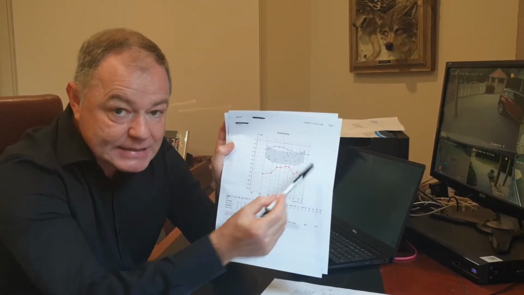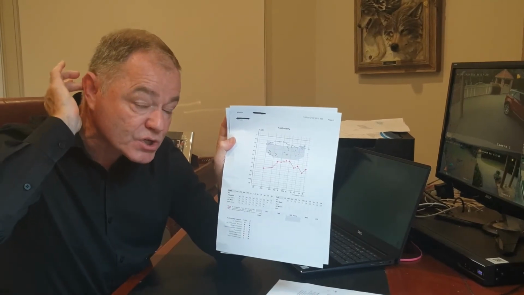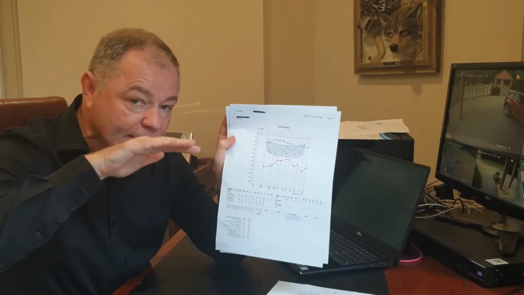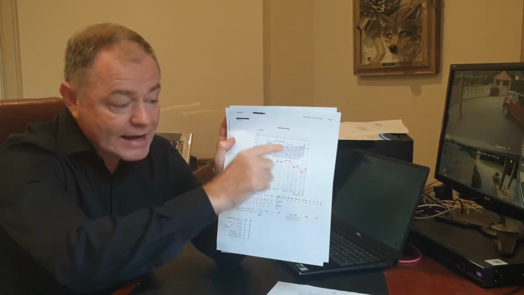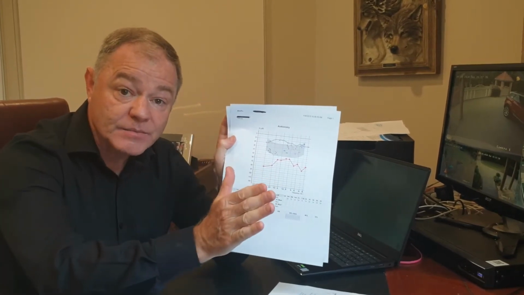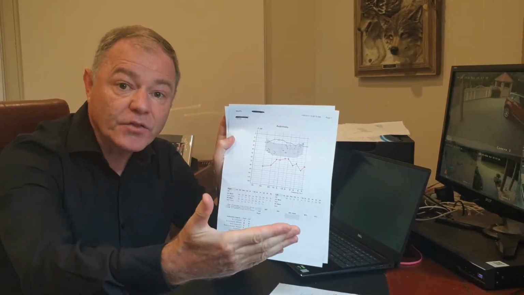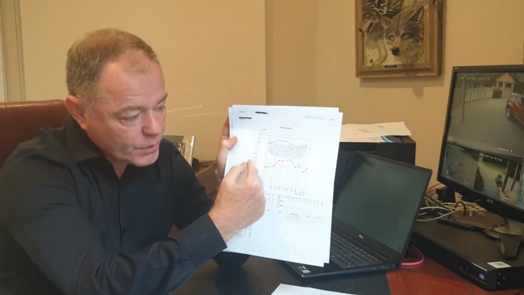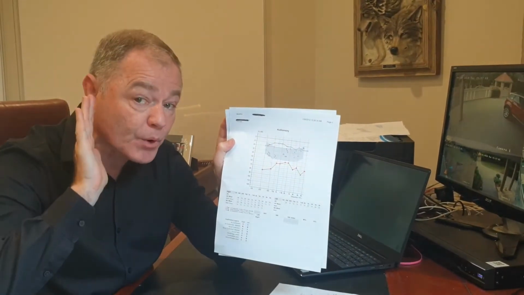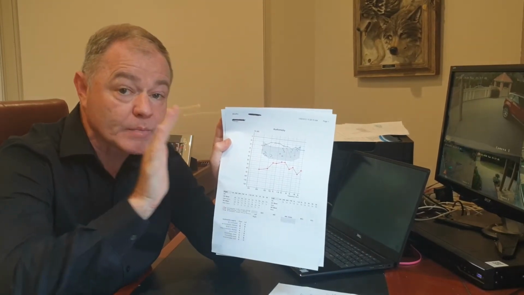So what that means is that when we put the sound through the skull and we go directly to the nerve, we're actually getting a good result. That means the nerve is healthy. So if the nerve is healthy, why do we have this loss? The reason we have that loss is because there's a problem with the outer or the middle ear.